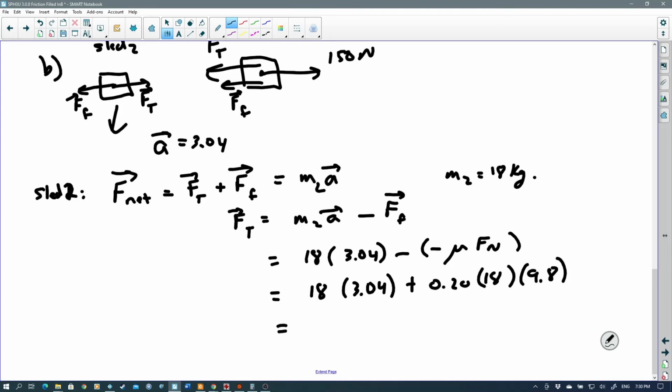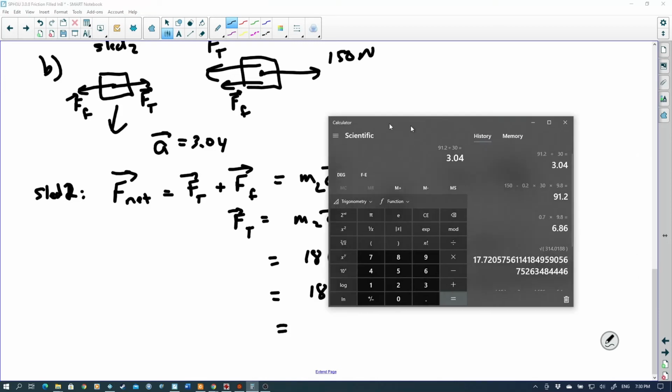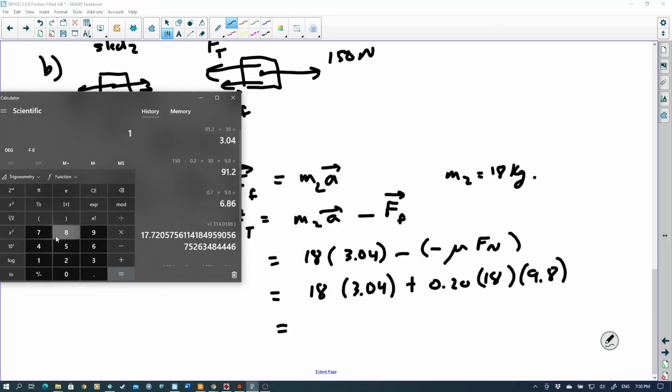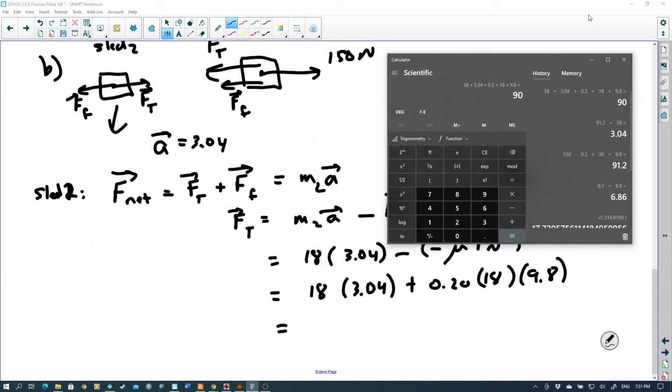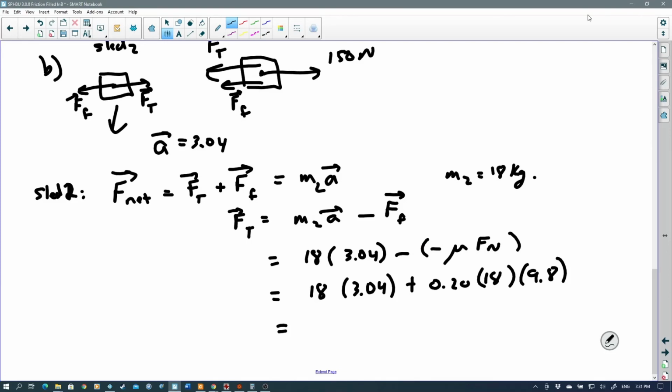So if I type that all into my calculator at this point, we got 18 times 3.04 plus 0.2 times 18 times 9.8, and that seems to be giving us 90 as our tension force.